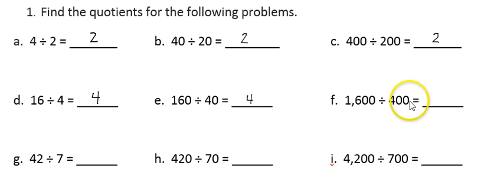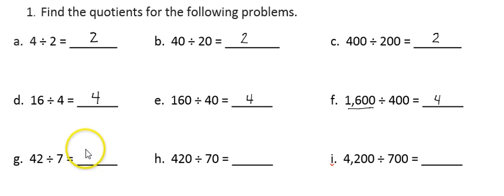And in the last question, 1,600 divided by 400, I can think of 1,600 as 16 hundreds. Well, if I have 4 groups of 400, I have 1,600.